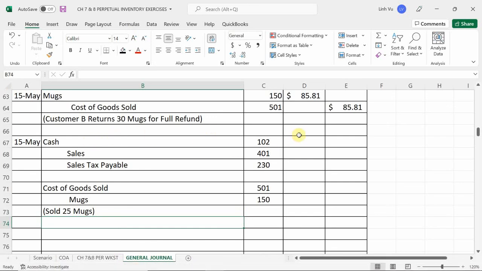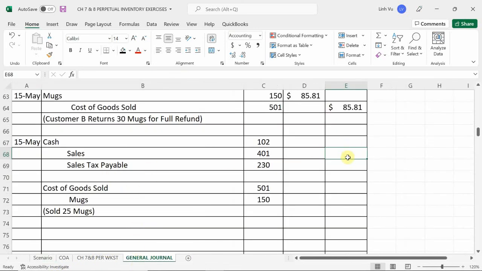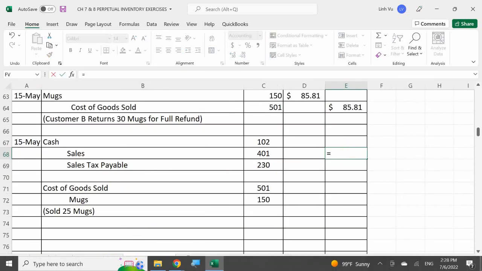So if I sold 25 mugs for $10 each, right? $10 each. How much is my total sales? 250. 250. So 25 times 10, 250. Oh, taxes 20.63. Let me round that. Okay, 20.63. So in grand total, we got 270.63 worth of cash. So then now I need to sell my 25 mugs.